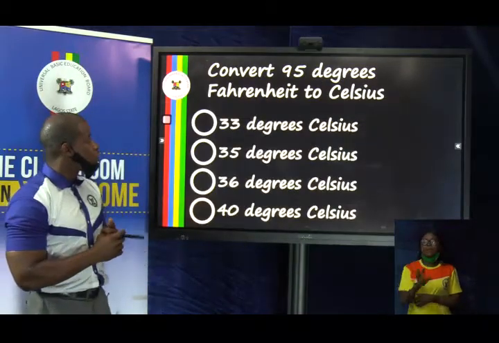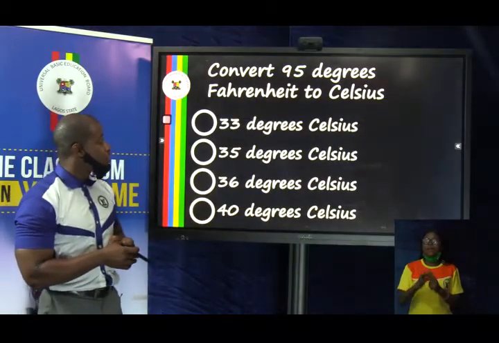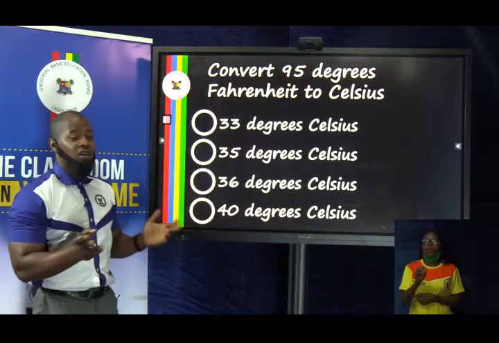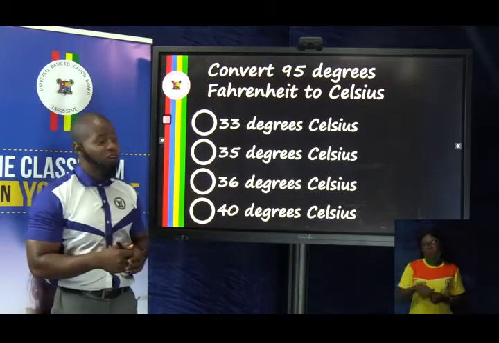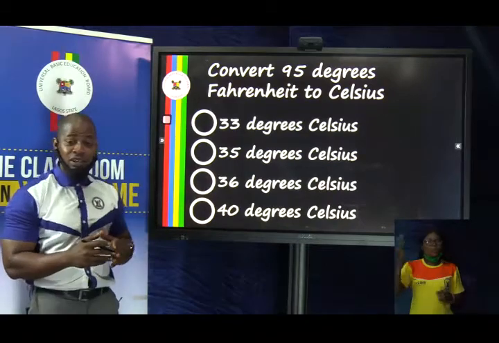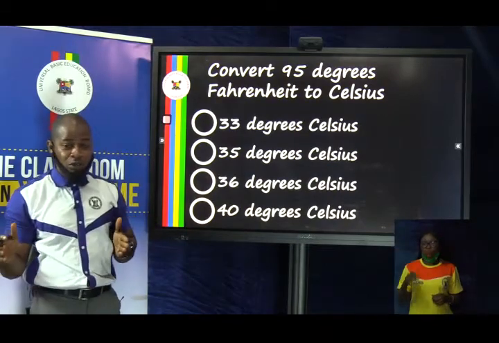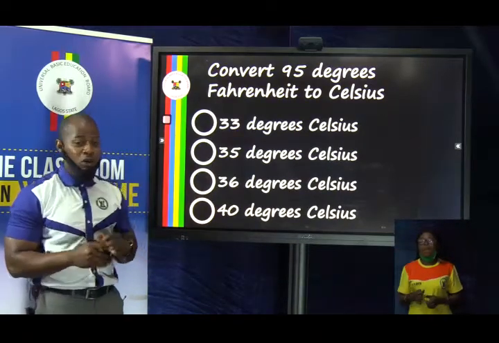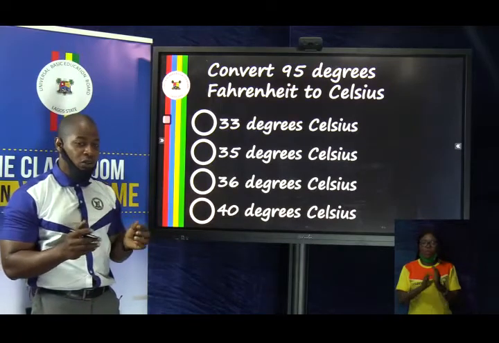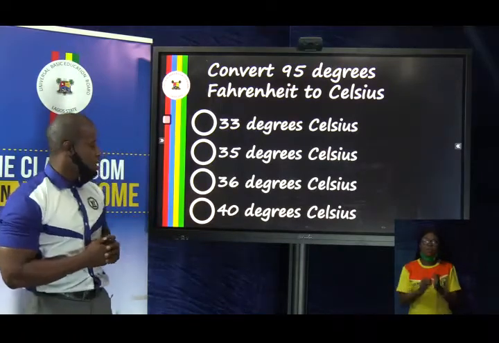They are all units of measuring temperature. Now this question says, convert 95 degrees Fahrenheit to Celsius. Now you have to remember that song. Fahrenheit back to Celsius, shed of the 32. Then you need to scale it down with 5/9. I'll give you 10 seconds to work it out quickly and select your answer from here.